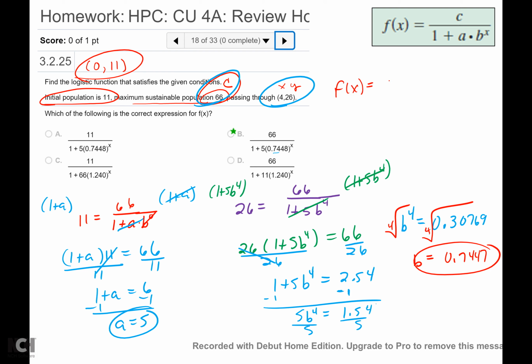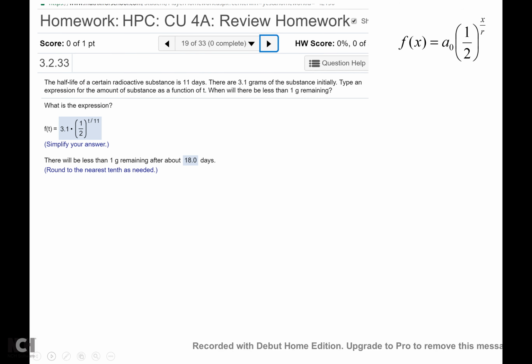f of x equals C over 1 plus A times B, 0.7448 to the x. All right, the half-life of a certain radioactive substance is 11 days. So now we're using this function. My base has to be a half because we're doing half-life. It says there are 3.1 grams of the substance initially. That's my A sub naught. Type an expression for the amount of substance as a function of t.